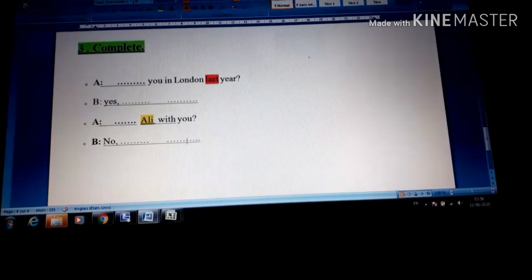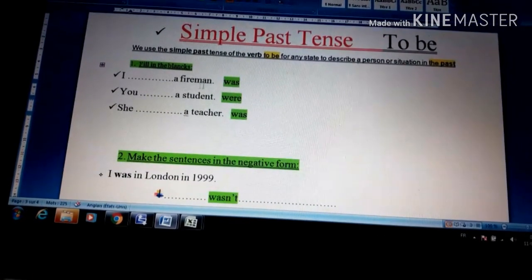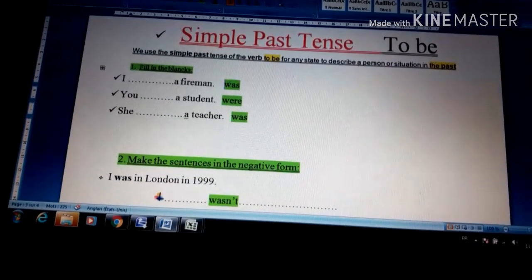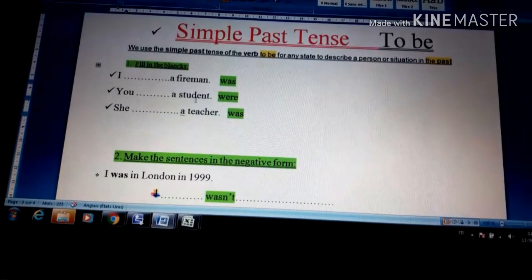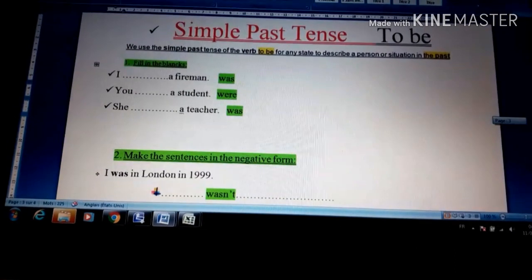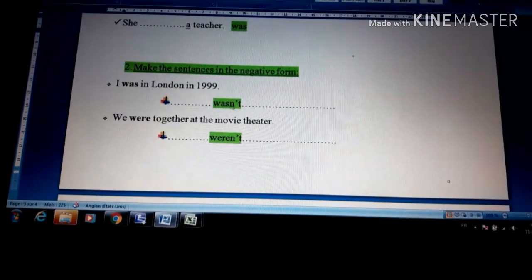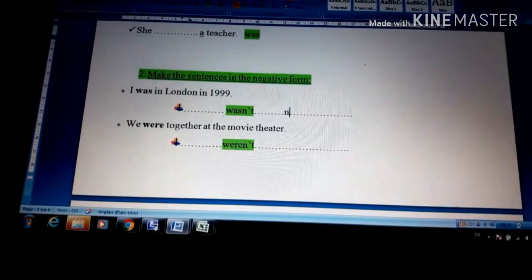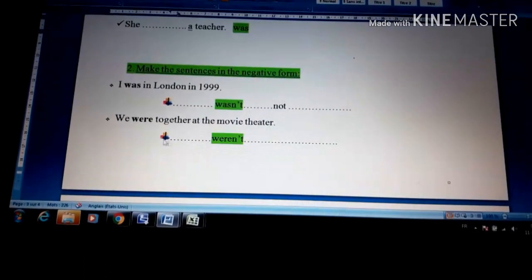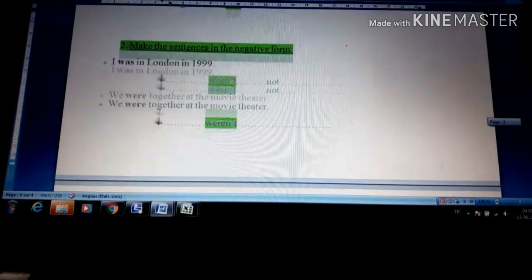Here you have nine from ten again. So these are the answers. I was a fireman, you were a student, she was a teacher. Okay, and number two is so easy and simple: you just add not, like this or like this, it is the same. Wasn't, weren't. We were, we weren't. I was, I wasn't.